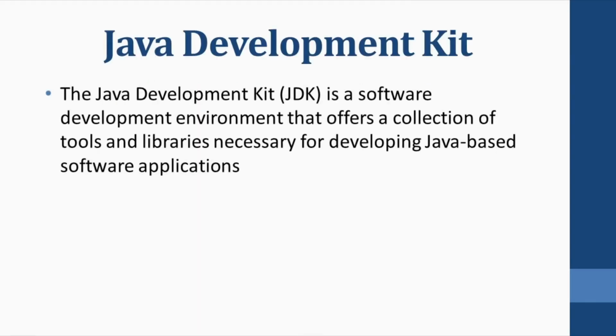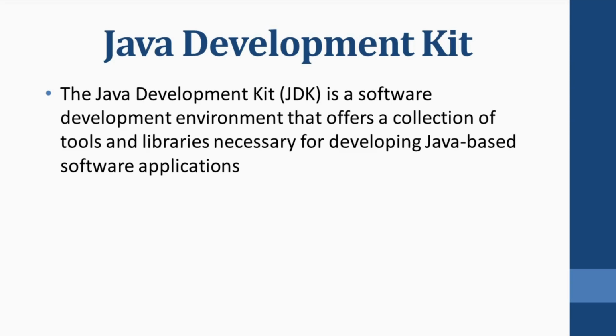The Java Development Kit is a software development environment that offers a collection of tools and libraries necessary for developing Java-based software applications. Let's make it much easier to understand what the definition of a JDK is. So hope you know the meaning of kit. Kit is nothing but a set of equipment needed for a specific purpose. Most probably you have heard about the makeup kit and photographic kit. So these are the kinds of kits, which have a set of equipment.